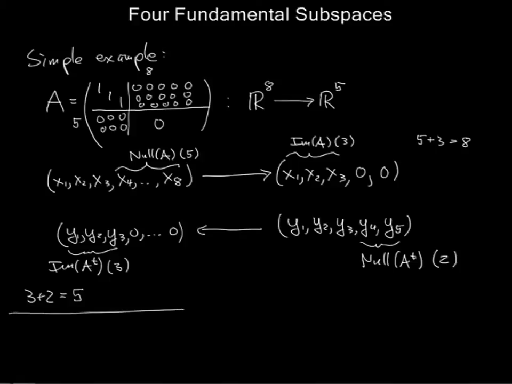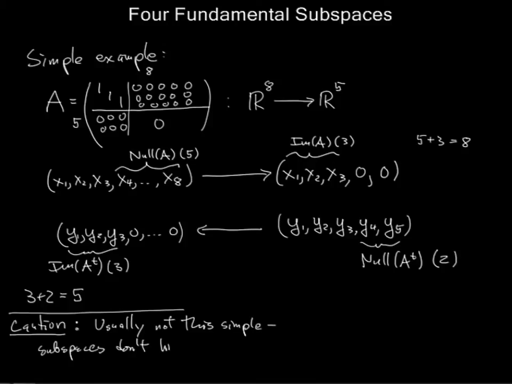Now, just a little warning here. This is an extremely simple example, and it's a little bit deceptive. It's not, in general, that A and A transpose map these spaces to each other in such a simple way. But what is true is that the dimensions really work out this way. So don't take the subspaces themselves too literally, but think of this as just giving you information about the dimensions.